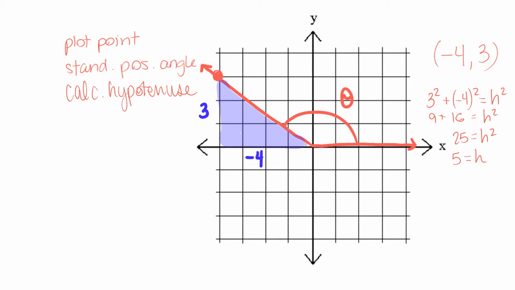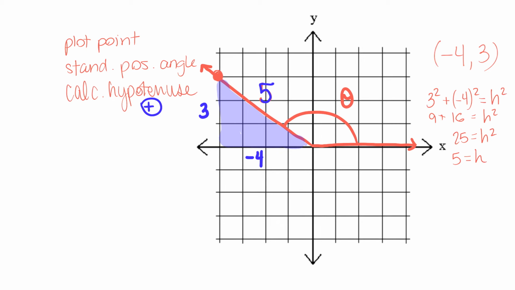So now I know that this is 5. Okay, that's my hypotenuse. Now, your hypotenuse, because of this, is always positive. So it's always a positive number. You can't have a negative hypotenuse. You can have a negative x, you can have a negative y, but you cannot have a negative hypotenuse.